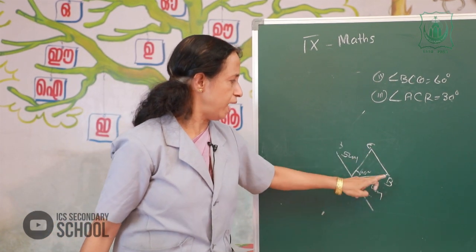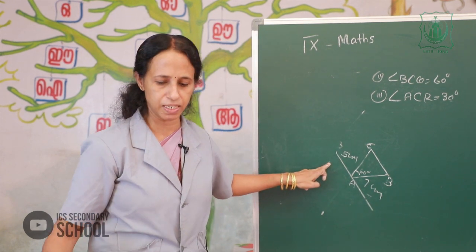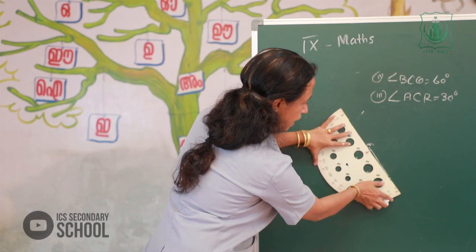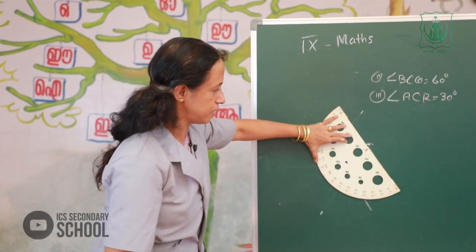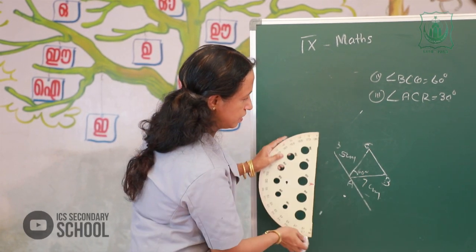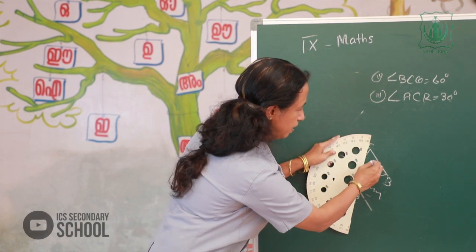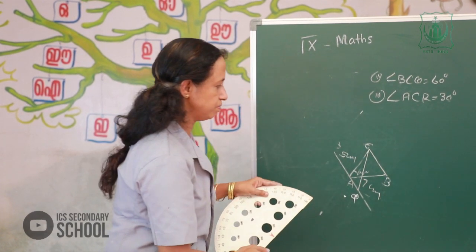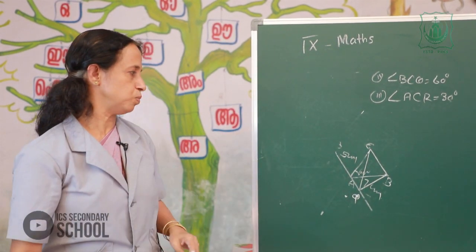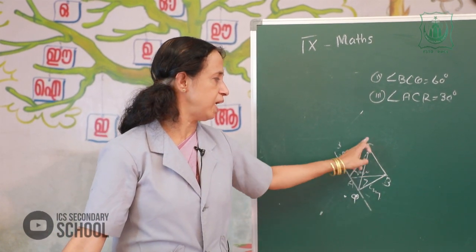Angle BCQ equal to 60 degree. Take protractor and, centered at C, measure 60 degree. Join this Q. Join CQ and connect BQ. Here two triangles are formed. First triangle BCQ and triangle ABC.